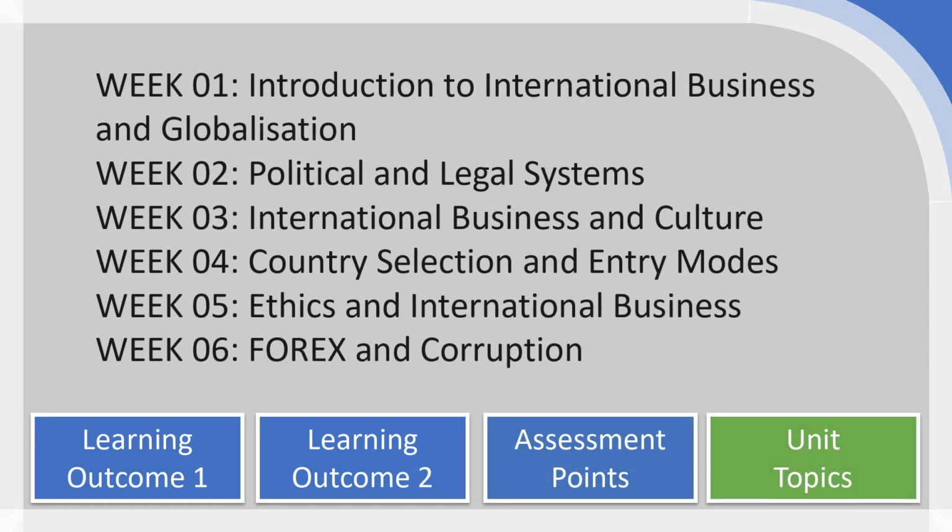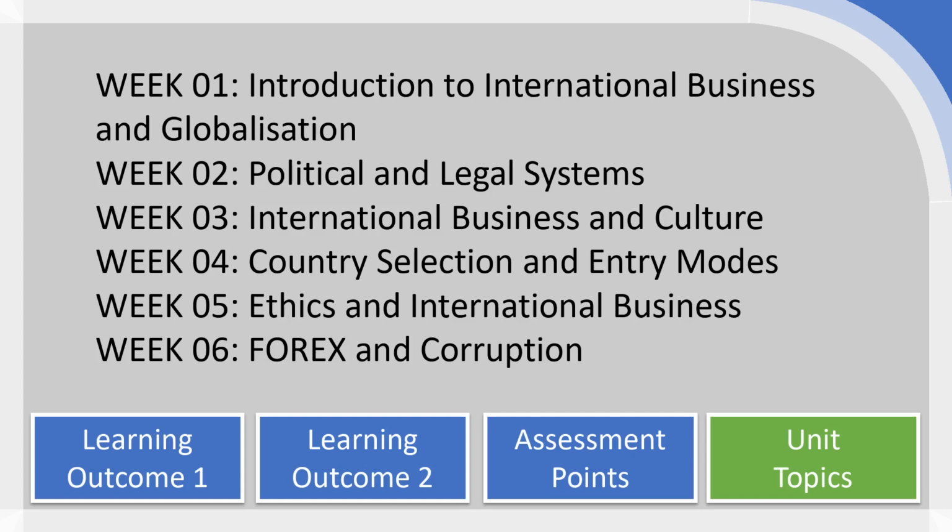And lastly, for this section, just looking at the unit topics, you'll see that they are split between broader critical looks at the international environment and the international arena, as well as specific smaller looks at particular functions within international businesses and how they operate within those functions.